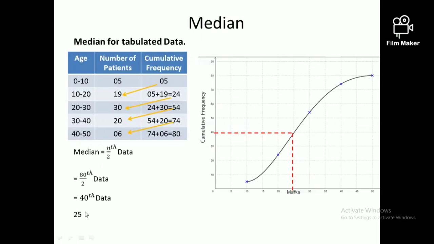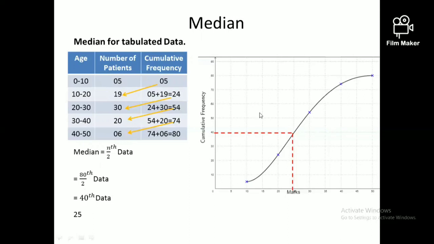Then how do we use this? How do you use this curve, the ogive or cumulative frequency curve, to find the median? You can use the same formula. Here n divided by 2, n is 80. There are 80 data altogether. If you add up all of this, it will be 80, because 5 plus 19 plus 30 plus 20 plus 6 is 80. 80 divided by 2 is the 40th data.